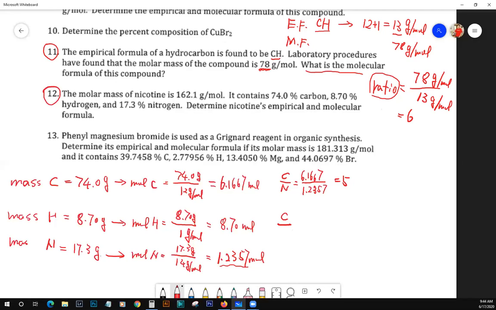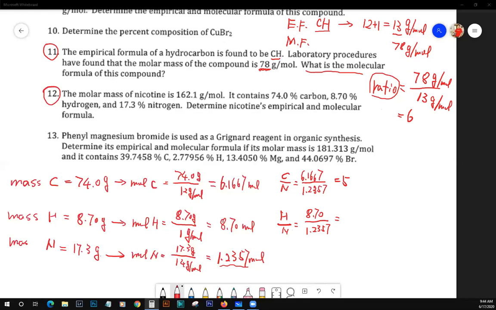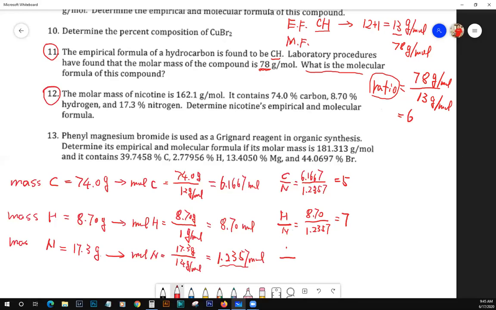Hydrogen divided by nitrogen: 8.7 divided by 1.2357. What I have is 7. And nitrogen divided by nitrogen is 1. So now your empirical formula for carbon, hydrogen, and nitrogen is 5, 7, and 1. So now you have C5H7N. This is the empirical formula for nicotine.